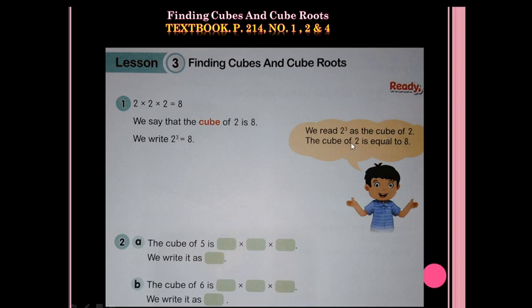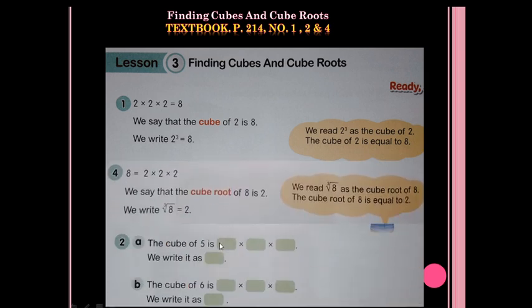The cube of 2 equals 8. Now the cube of 5, that means 5 times 5 times 5, we write it as 125. And then the cube of 6 is 6 times 6 times 6. As we discussed before in Mathematika Dignas, the answer is 216.